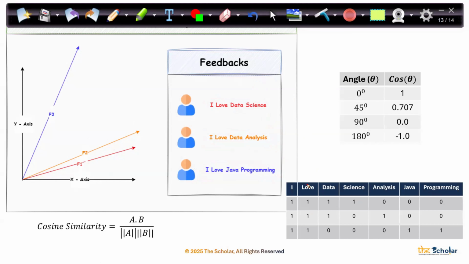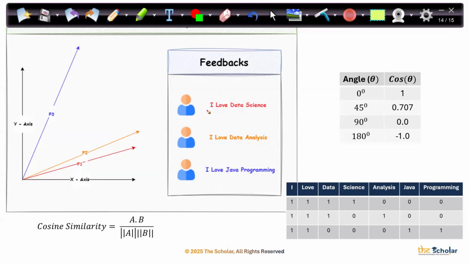So now what is happening here? Let's try to understand. I love data science. I love data analysis. I love data. It's repetitive, right? So I love data. Then we have science, so science is there. Then we have analysis, analysis is there. I love is already there. Java, Java is there. Programming, programming is there. So what I did is I took all the unique words from all the sentences and I created this table.